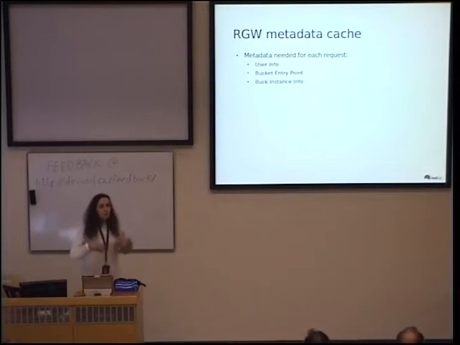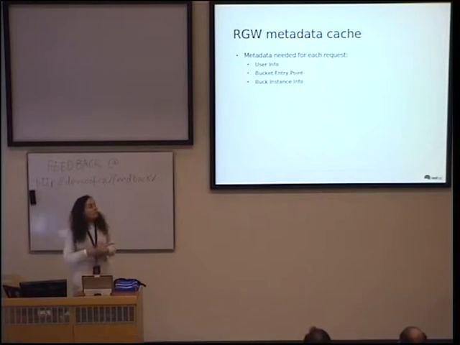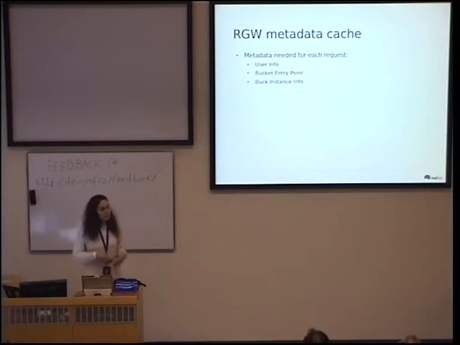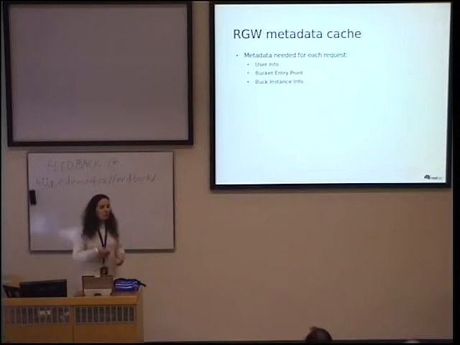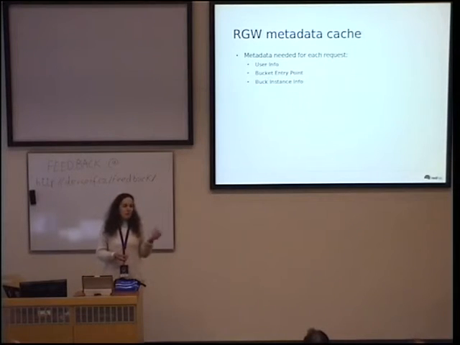But again, we are distributed, so we need some way to invalidate the cache. Luckily, Redis has a watch-notify mechanism. That means that for every metadata we have in the cache, we register on it, and every time it is updated, there will be an event, and the gateway can update it and invalidate it.